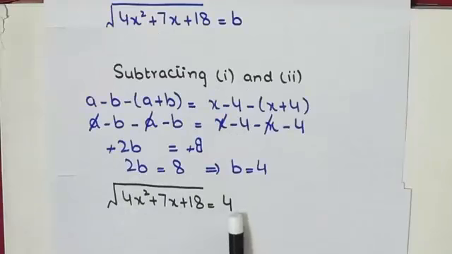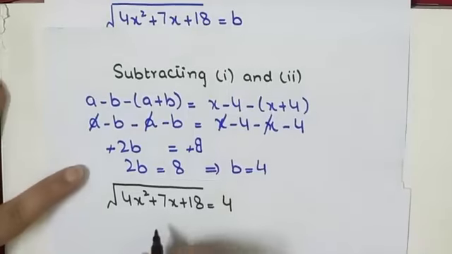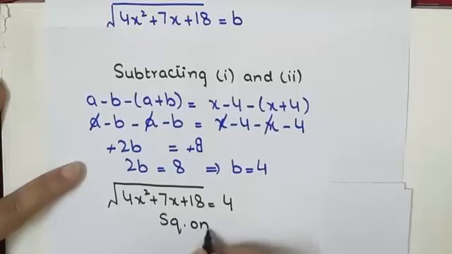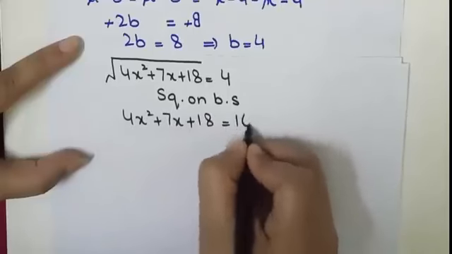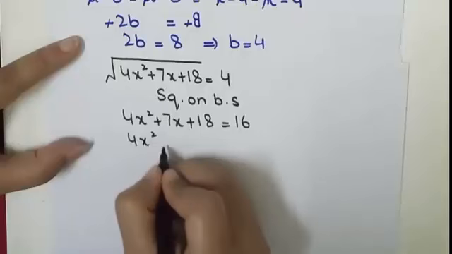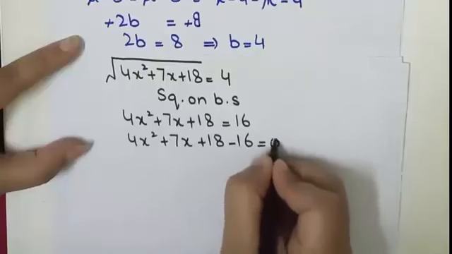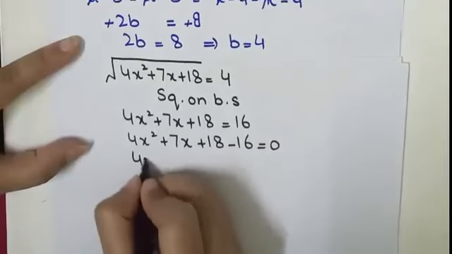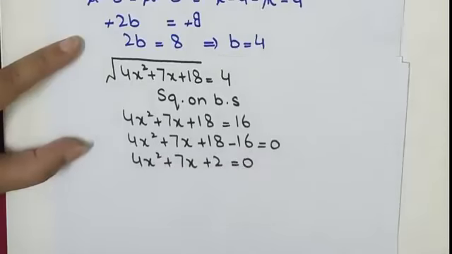This term is equals to b. b is equals to 4. So we have put 4 instead of b. Now we will solve it, and for solving purpose we will square on both sides, and we have 4x square plus 7x plus 18 is equals to 16. The square of 4 is 16. 4x square plus 7x plus 18 minus 16 is equals to 0.